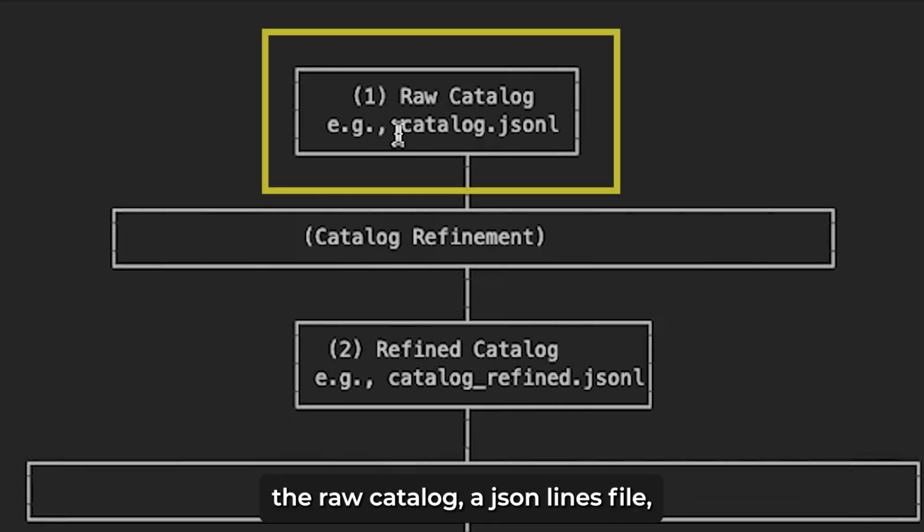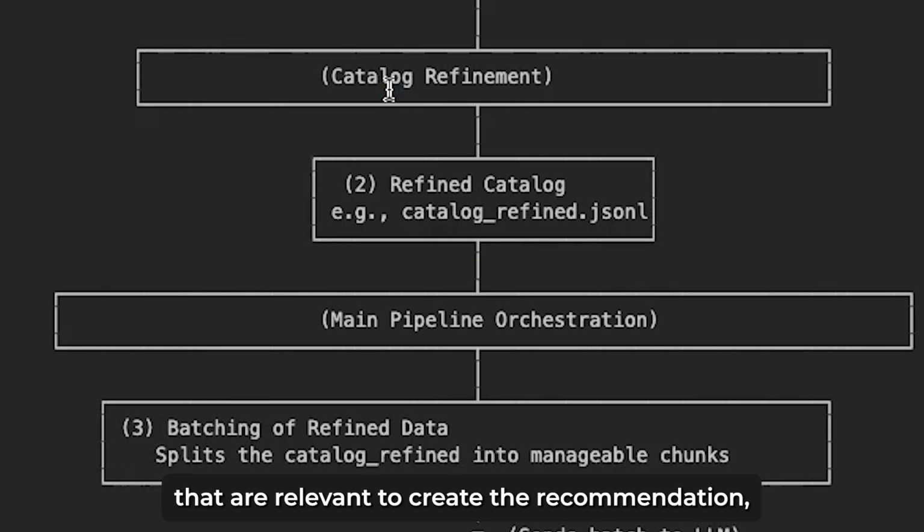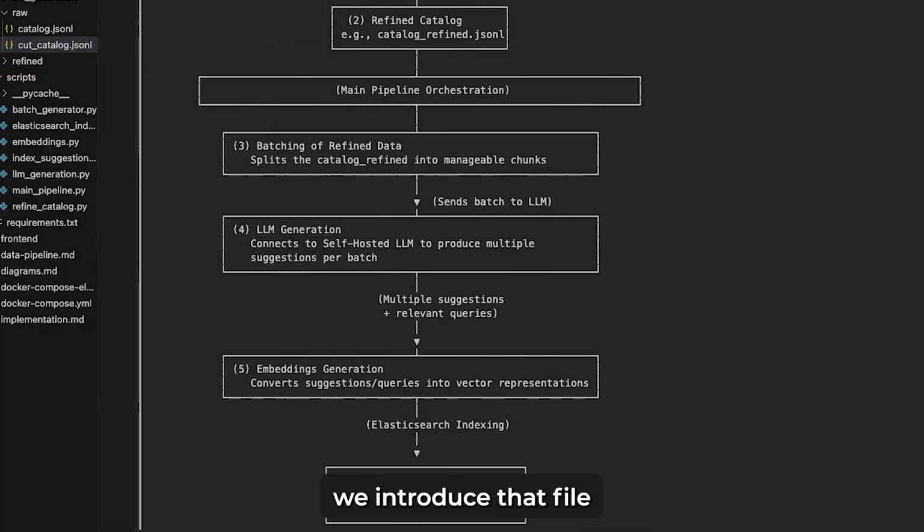We have first the raw catalog, a JSON line file where we have all the fields that the product has. In the refined catalog, we only have fields that we consider relevant to create the recommendation, like the name of the product or the description. Once we have that refined catalog, we introduce that file into the main pipeline for the generation of the suggestions.